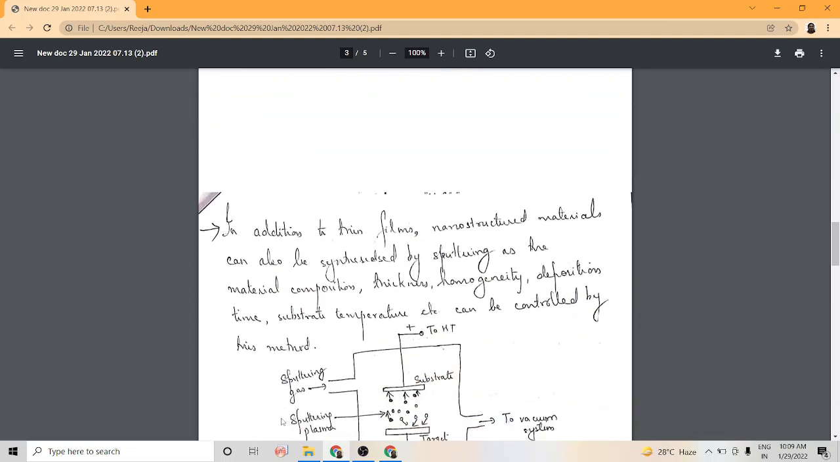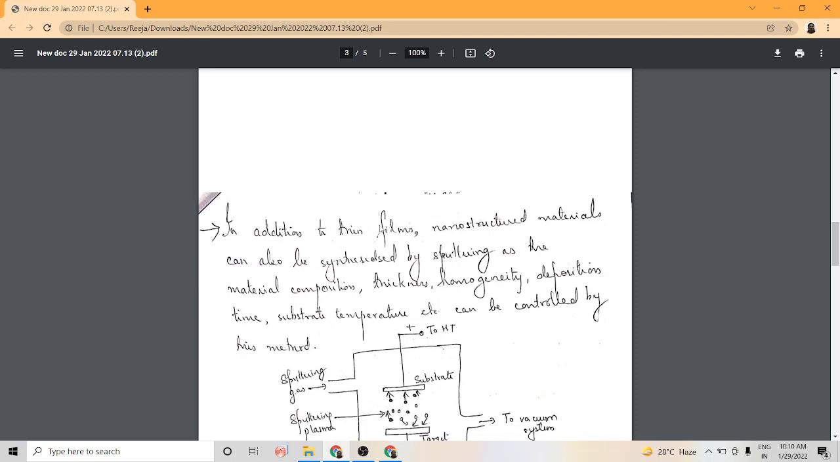Now, in addition to thin films, various other nanostructured materials can also be synthesized by sputtering. I have not yet introduced what a thin film is. A thin film is a layer or a coating or a film which has thickness less than 1 micrometer, or less than, say, 1000 nanometers. Such a layer forms a thin film.